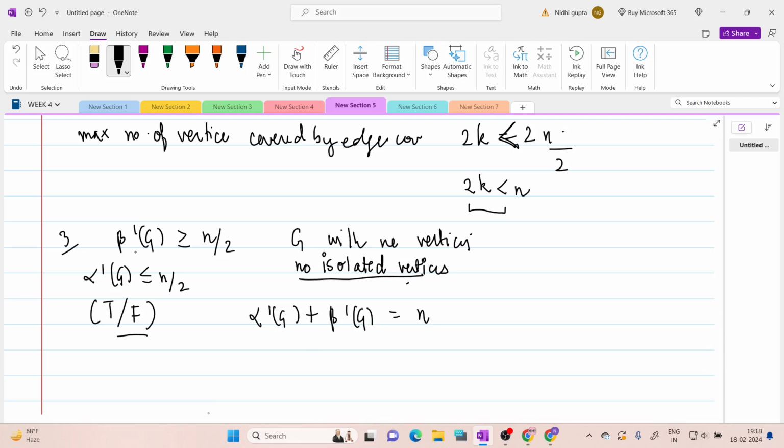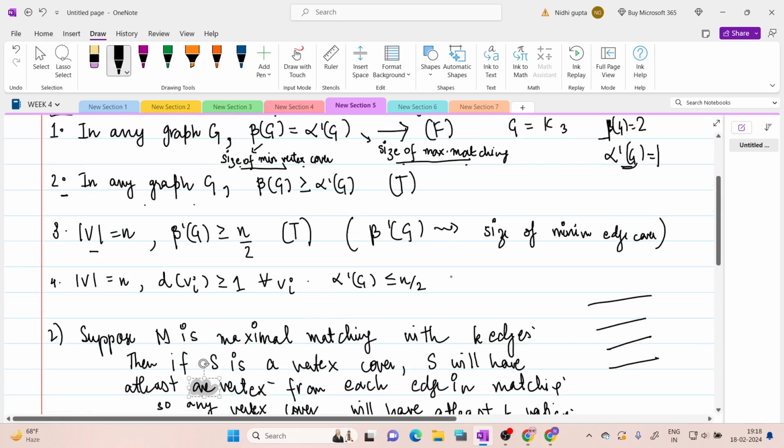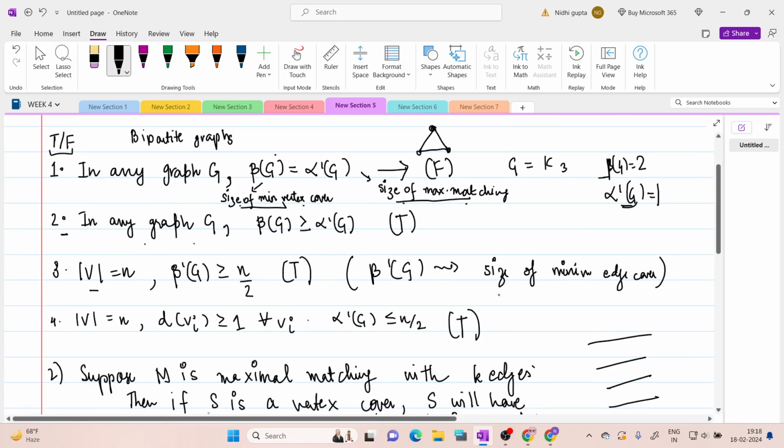And we have already shown that beta dash G is greater than or equal to n by 2. So alpha dash G is equal to n minus beta dash G, and beta dash G is greater than or equal to n by 2. That means n minus beta dash G will be less than or equal to n minus n by 2, which is n by 2. Therefore, we get that alpha dash G is less than or equal to n by 2. So the third is also true, the fourth is also true. So are all these four statements clear to everyone?